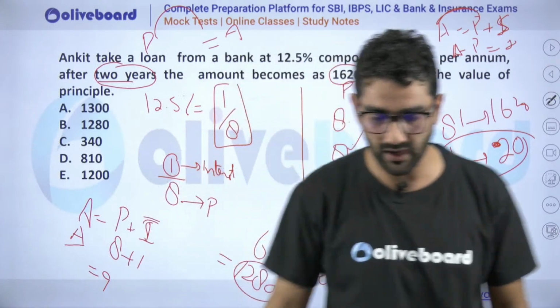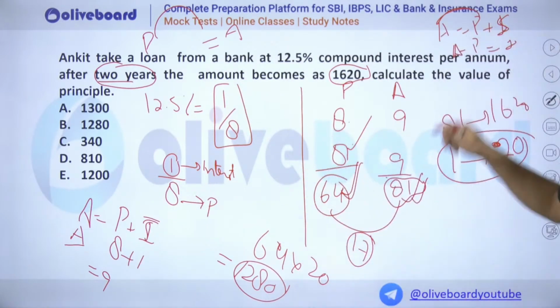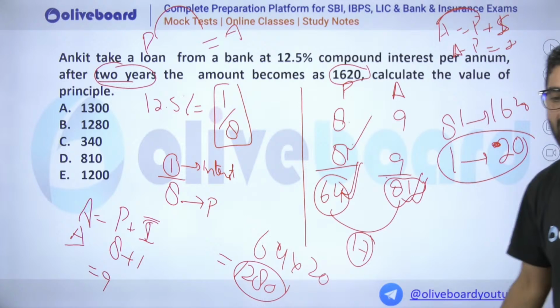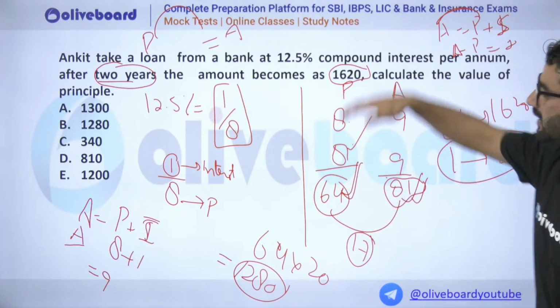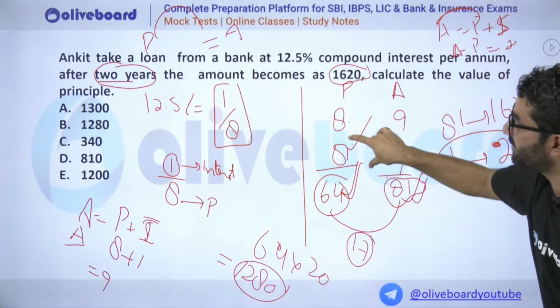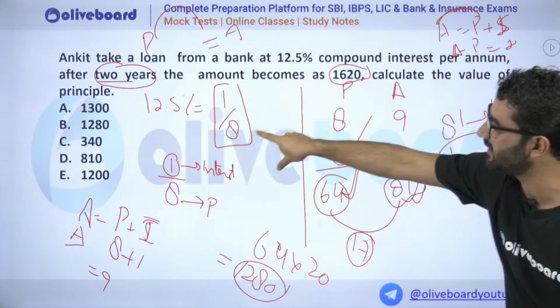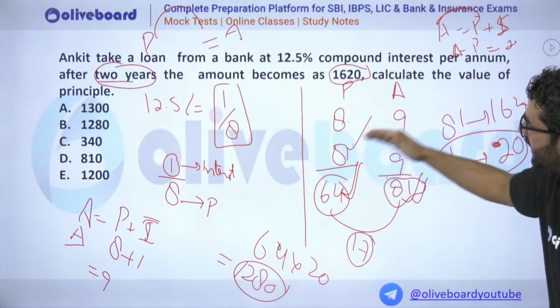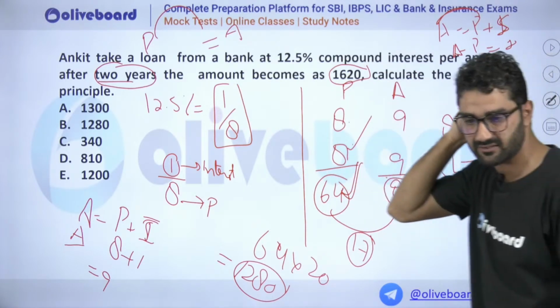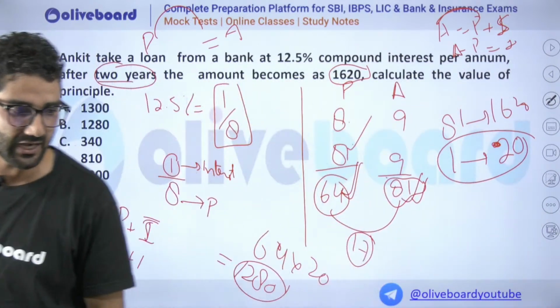Is it clear to everyone, my dear? Else I can repeat again. Don't worry. What I have told you is that from interest we generate principal. Obviously, interest plus principal is amount. For 2 years, we just make 8 into 8, 9 into 9. This is the shortest way. Hope it is clear to everyone.